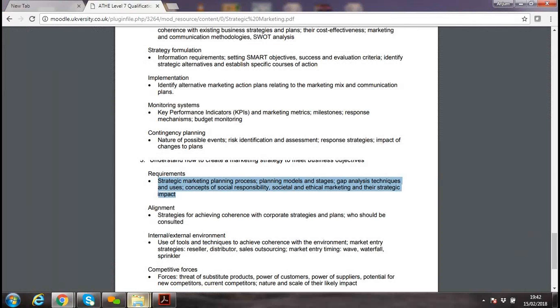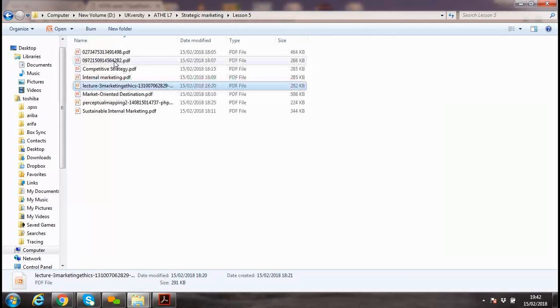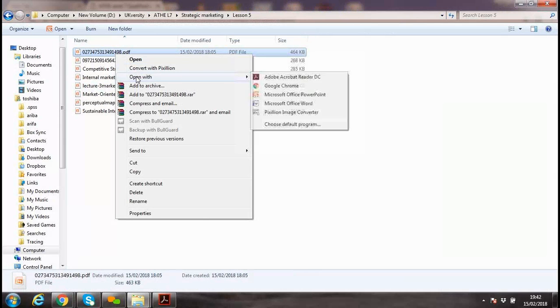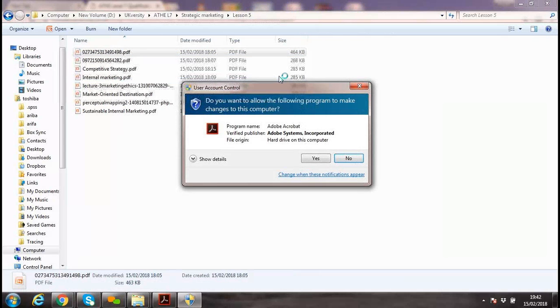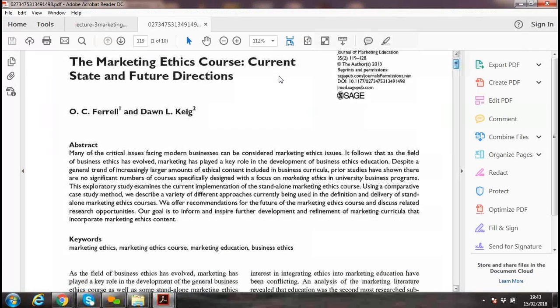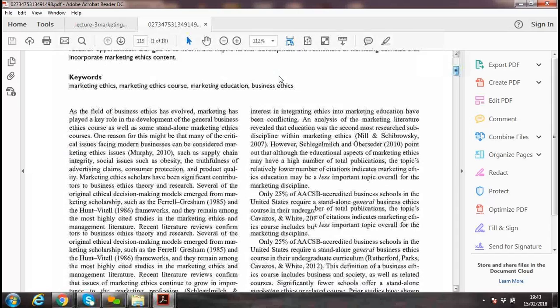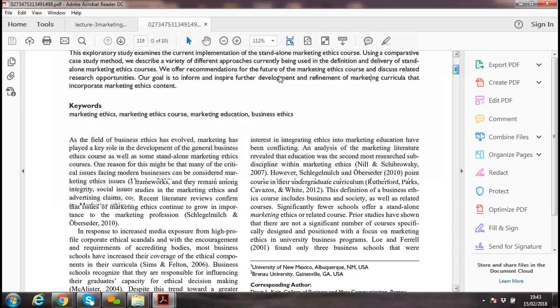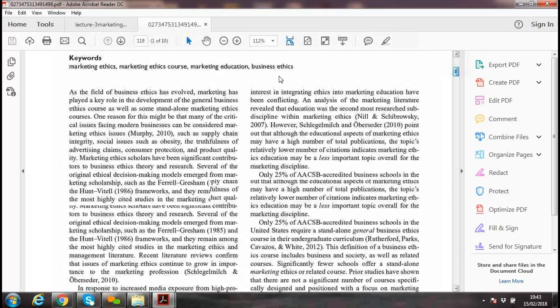What I did was find a lot of journal articles for you about morals and ethics, a lot of research from different countries. You just need to explain what is meant by ethics, what is meant by moral values, marketing ethics, the current state and the future directions, what the business marketing ethics issues are and how companies are addressing them. You can use these as references in your assignment. You will see the authors' names there.